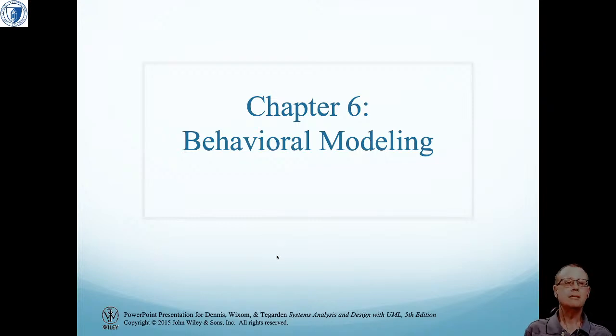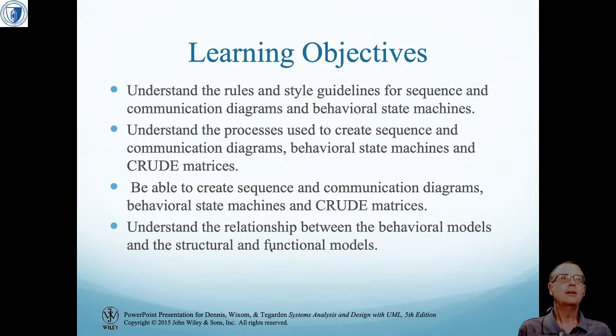Okay, so this is Chapter 6 of Dennis, Wixom and Tegarden's Systems Analysis and Design with UML, 5th edition, and we're talking about behavioral modeling this time. These are basically more UML diagrams. This time we're talking about sequence and communication diagrams and behavioral state machines.